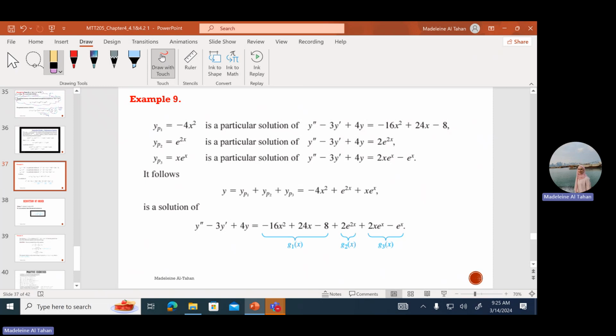So we can divide it into three blocks. Each block will give us a particular solution that looks like it. If you look at this one, we got a particular solution similar to it, right? Here, e^2x related to e^2x, and here we got xe^x related to this one. So the particular solution is usually related to the function that is given.